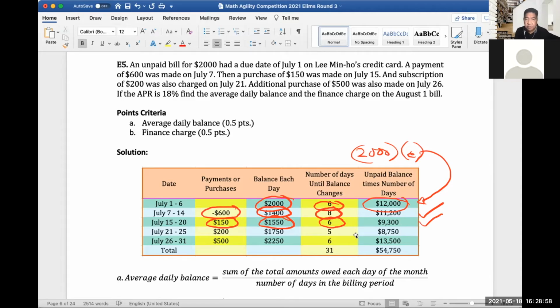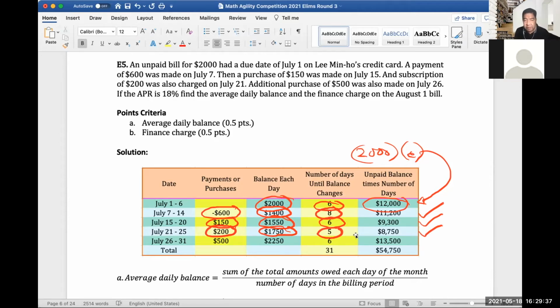Okay, so let's move to, and then the problem says Lee Min Ho got a subscription of $200. So it's another increase on the balance. So from July 21 to 25, that's $200. So we need to add that to the last balance, which is 1,550 plus $200. So we get $1,750. And from July 21 to 25, that's 5 days here. So we will multiply again 1,750 times 5, that's 8,750.